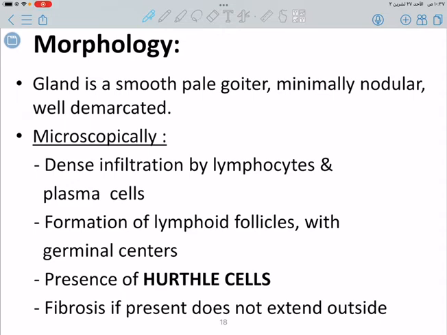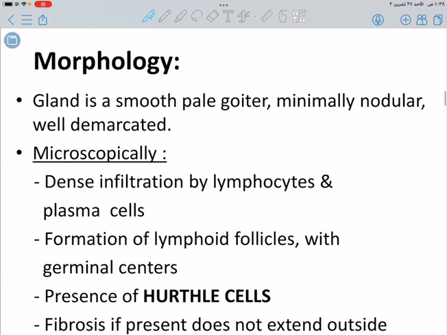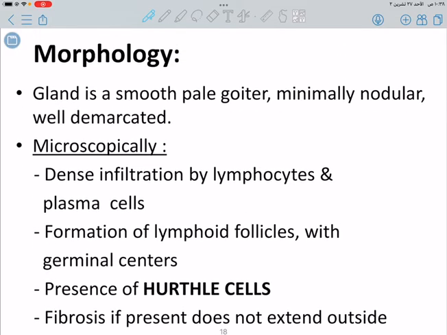Microscopically, the most important feature, what did we say? Lymphocytes. In addition to the lymphocytes, there is something called Hurthle cell change, written here in bold. So: dense infiltration by lymphocytes and plasma cells, formation of lymphoid follicles, which I will show you, and Hurthle cells. Fibrosis might be present but does not extend outside. Why is it important that it does not extend outside? Because later, when we talk about Riedel's thyroiditis, or fibrosing thyroiditis, the fibrosis extends outside of the gland. Whereas in late stages of Hashimoto's thyroiditis there is fibrosis, but not outside the gland; it is confined to the thyroid gland.